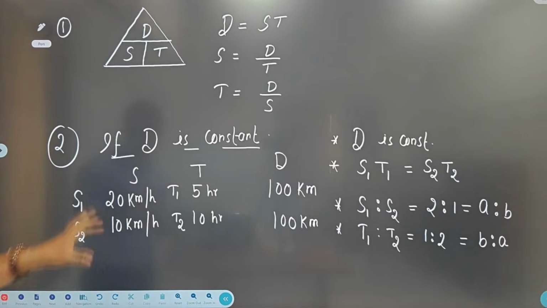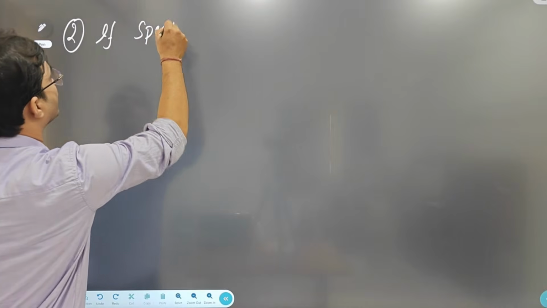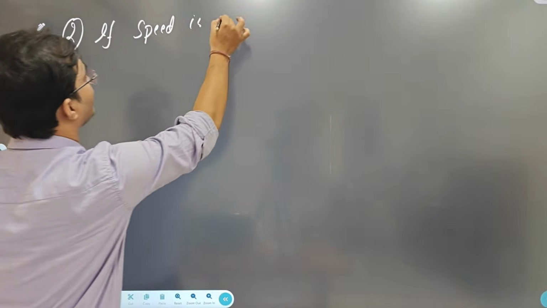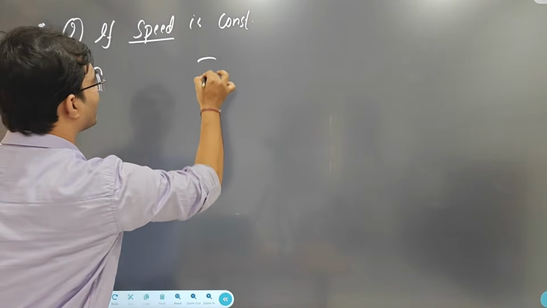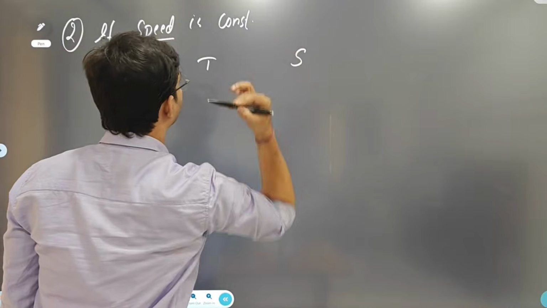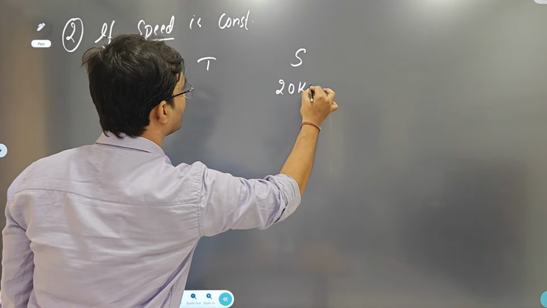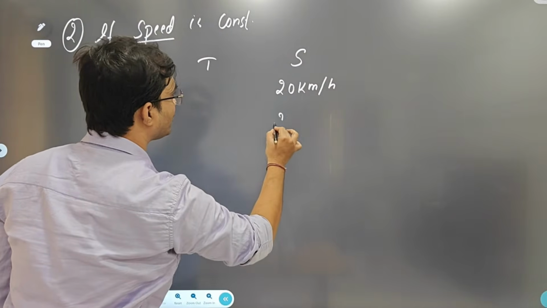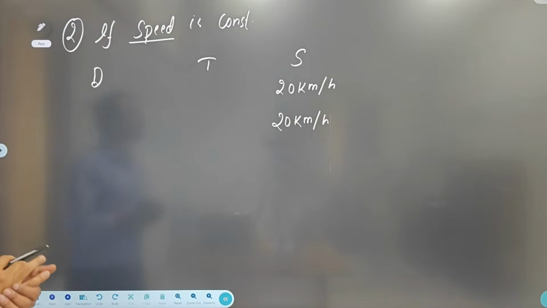Fine. Now we took distance as constant. Let's take what happens if speed is constant. Second case, if speed is constant, how distance and time are related to each other, we'll see in this. So let me call this distance, this value is time, and this value is speed. I'm taking speed as a constant value. Let me say the speed is 20 km per hour. In both the cases, I'm taking the speed as 20 km per hour. Now let me see how distance and time are related to each other.